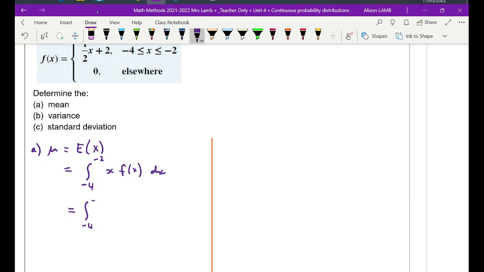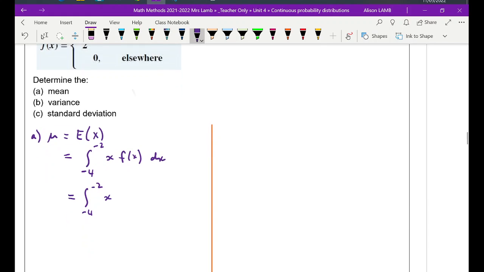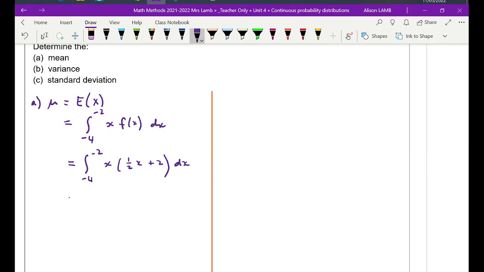Between -4 and -2, x times f of x is a half x plus 2. So just make sure you take care with your integral notation. Before we integrate, I'm just going to expand that out. So x times a half x is a half x squared, and x times 2 is 2x.